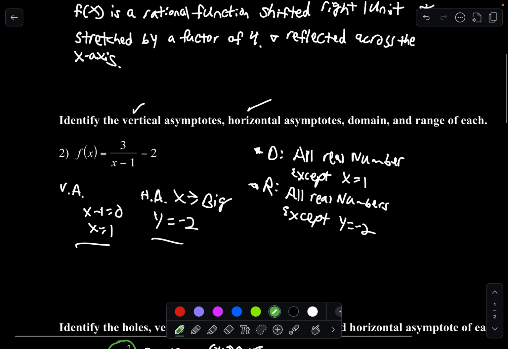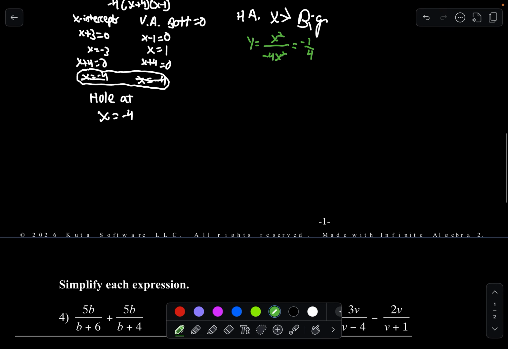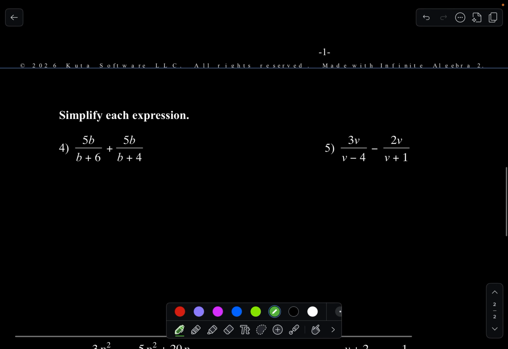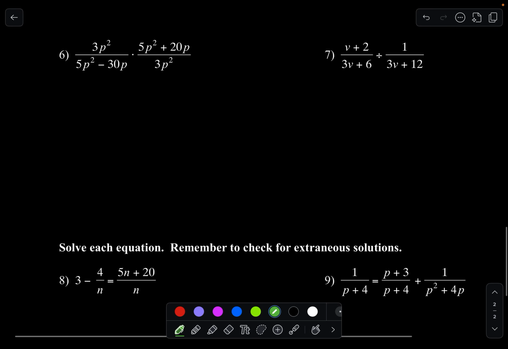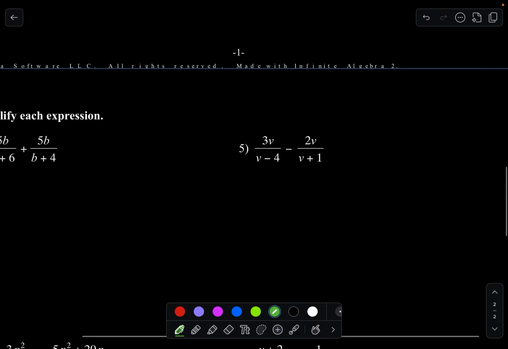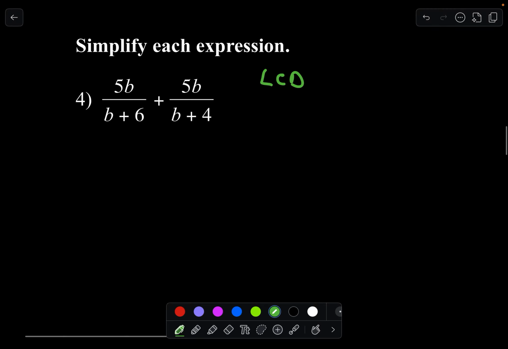All right. That's it on the analysis of rational functions and the behavior of their graphs. Now we're going to get into just basically how do you add fractions? How do you subtract fractions? How do you multiply fractions? And how do you divide fractions? So here we go. To add fractions, the denominators have to be the same. All right? And the way you find that is through the LCD.